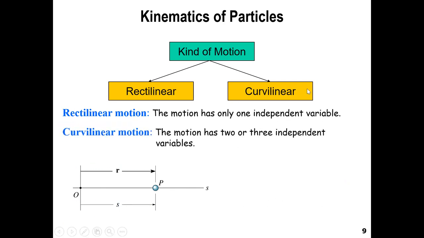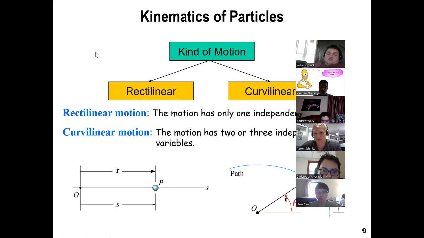Curvilinear motion, as the name says, when you have a curved path of motion, for the curve, you need 2 or 3 independent variables to specify the motion. For example, here, this is in a plane. To be able to analyze the motion, you need to tell me the length of this vector r and the angle theta. So I need 2 numbers. If it was 3D, you need the third, for example, the z, the height. Or maybe in Cartesian system, you need x and y for 2D, x and y and z for 3D. So that is how curvilinear motions are analyzed. Any question?